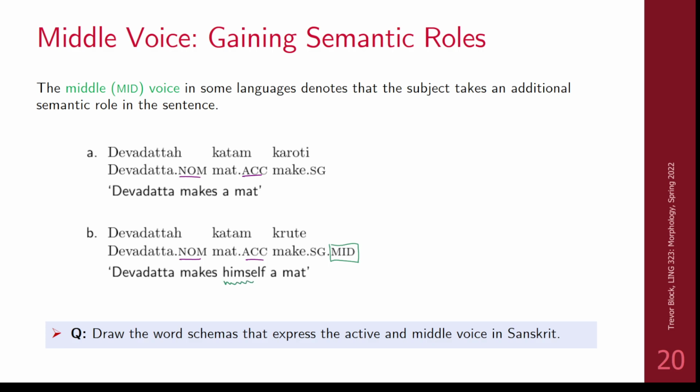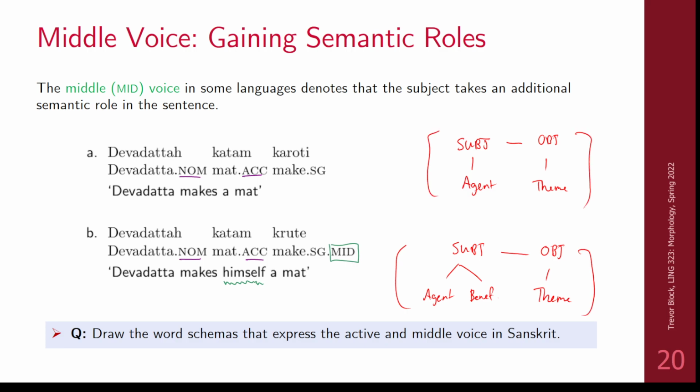Now, how do we get himself in there if we're not increasing the valency? We don't have more noun phrases there. In this case, what's happening is the original subject was just an agent, and the object, of course, is the theme. But in the case of middle voice, not only is the subject the agent, but the subject has also become the receiver of the mat. So he is also the beneficiary or the goal. And then the object is still the theme. So we can have a case where the valency doesn't change, but the semantic roles do.